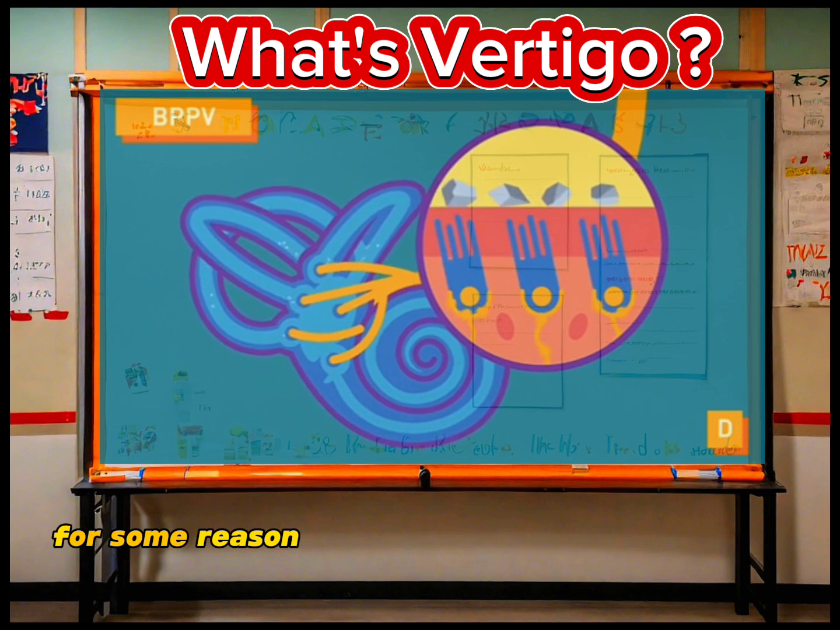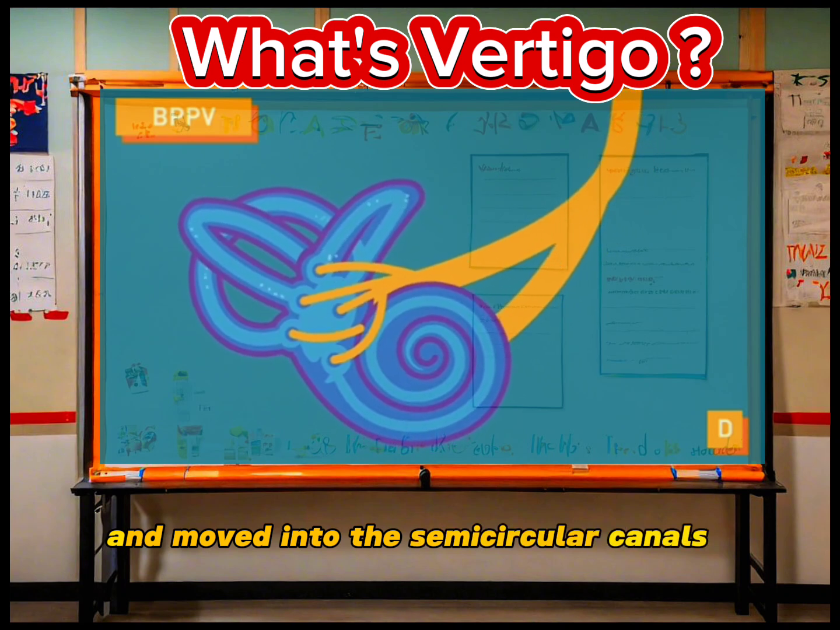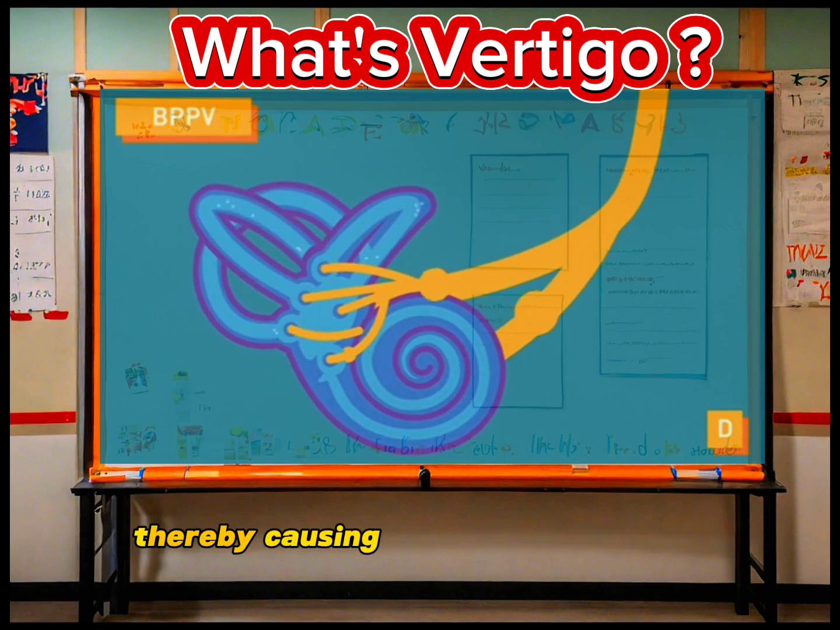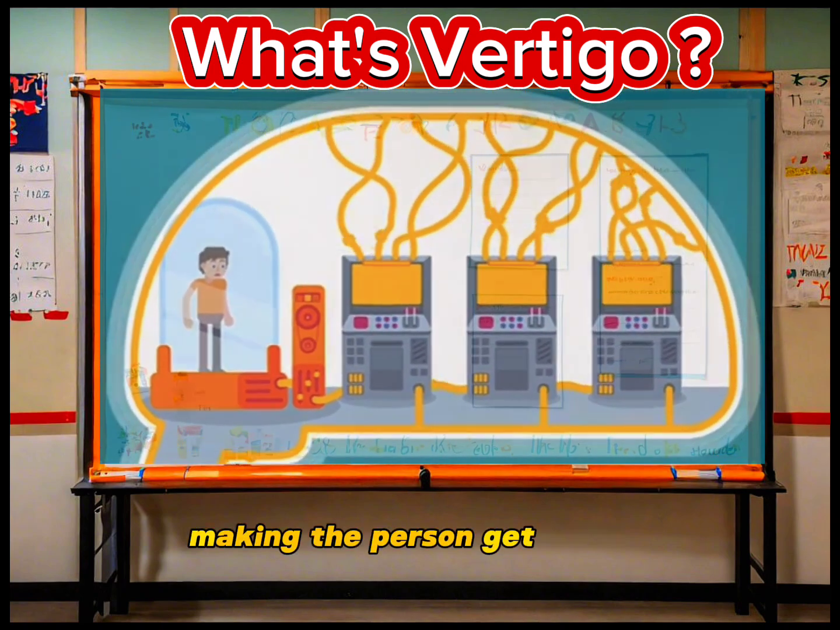For some reason, the otolith can be dislodged and moved into the semicircular canals and affect the movement of the fluid inside, thereby causing it to send irregular nerve impulses to the brain, making the person get dizzy.